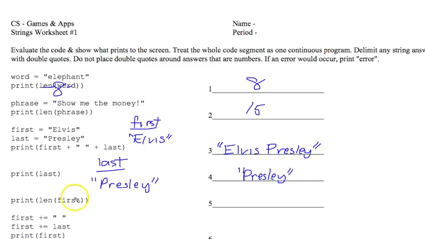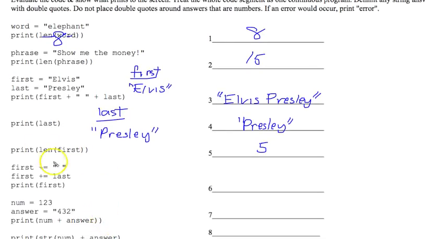And number 5, the length of first. Well, first is being kept track of on my scratch paper, Elvis. 1, 2, 3, 4, 5. The length is 5. That is not a string, that's just the number 5. And now the next little section.